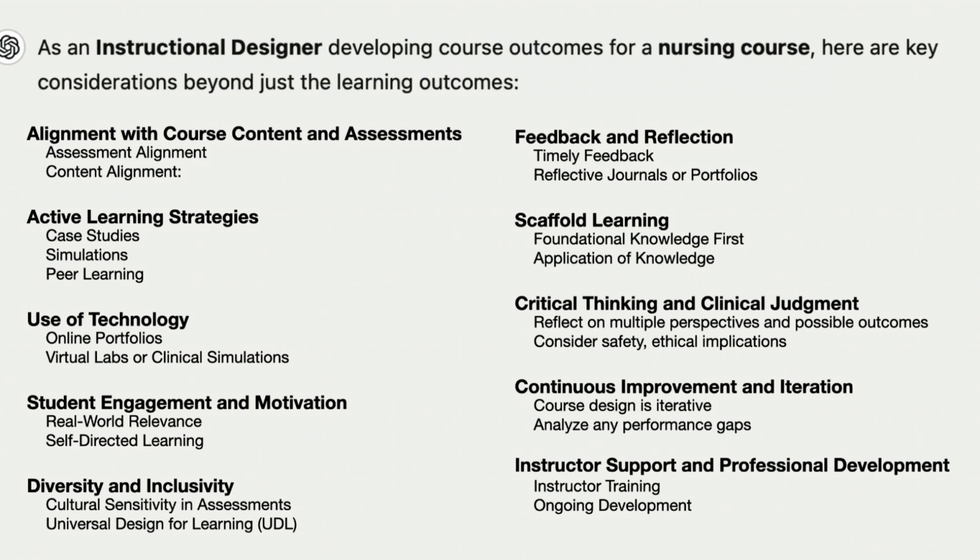ChatGPT responded with the following. Here are a few key considerations beyond just the learning outcomes that we should consider next. Our next session will cover the first item, alignment, and the second item, assessment. They are the next components on our backward design strategy as well. See you soon.